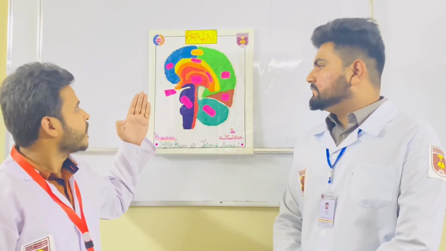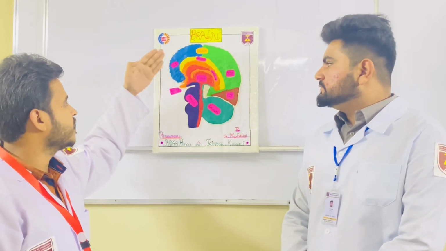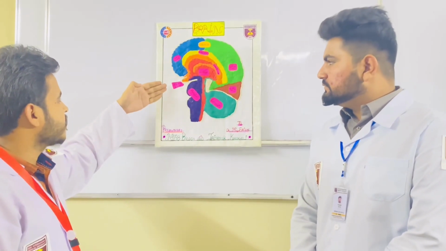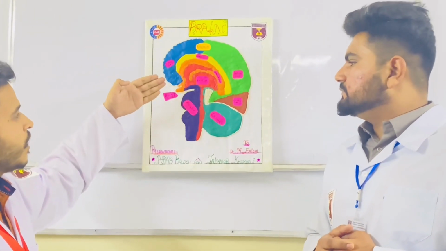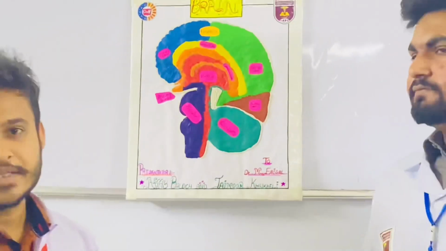Today we are here to introduce the brain. This is the cerebellum, this is the limbic lobe, this is the parietal lobe, this is the frontal lobe, this is the ventricle, this is the corpus callosum, this is the pituitary gland, this is the brainstem. The brainstem also contains the midbrain, pons and medulla. This is the cerebellum. That's all.